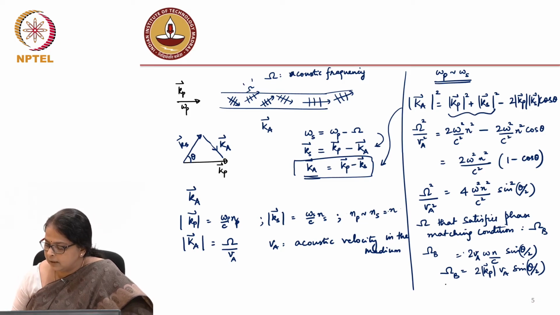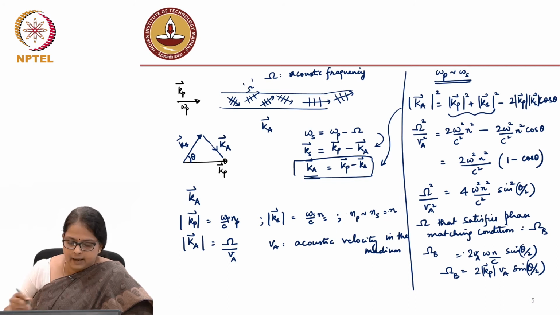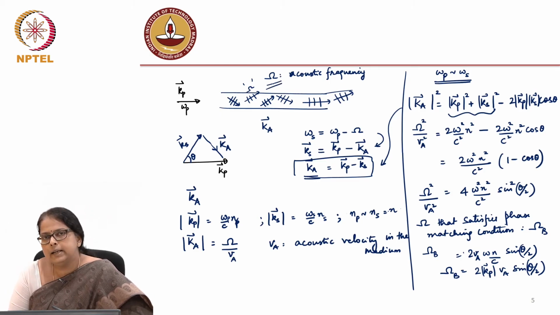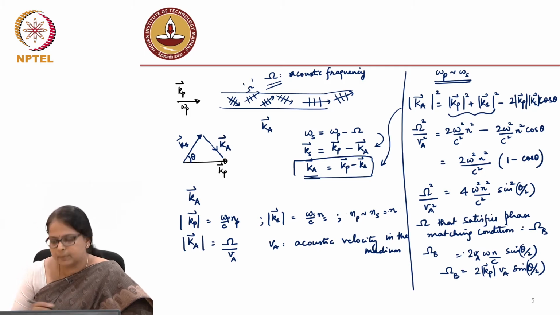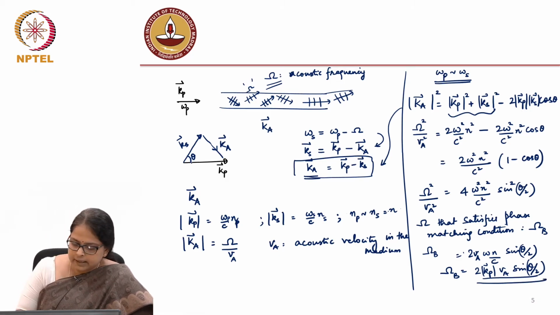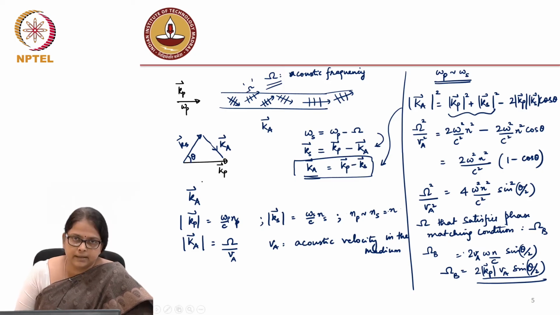So what does it say? I have my incoming pump with a frequency omega p. It interacts with all possible frequencies omega, but it turns out that it can phase match with only a specific frequency omega b, which is given by this number. Now that greatly depends on theta, which is actually the angle between Kp and Ks.